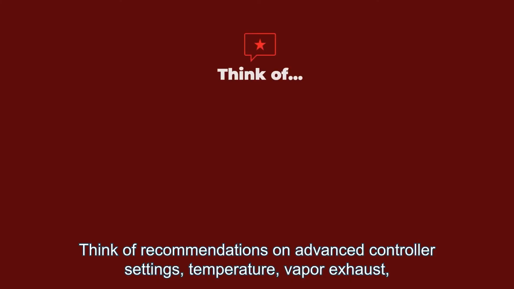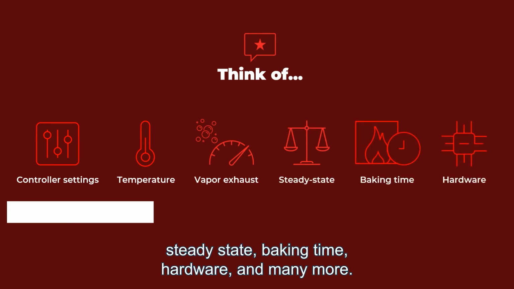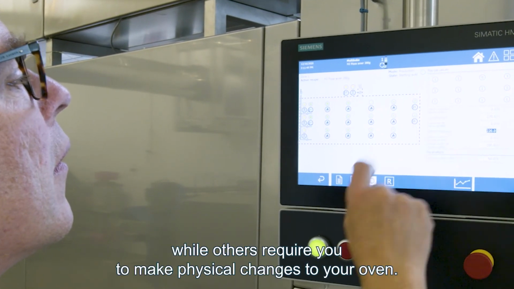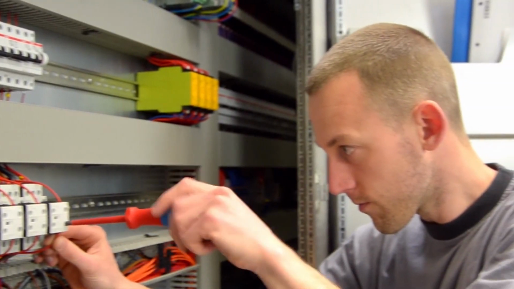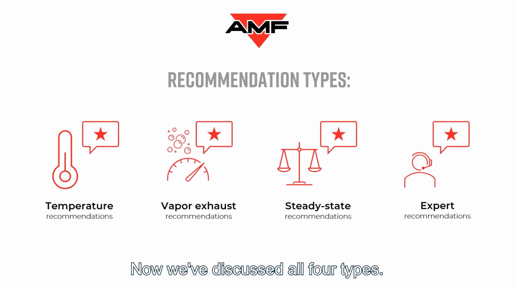Think of recommendations on advanced controller settings, temperature, vapor exhaust, steady state, baking time, hardware, and many more. Some of them can be easily implemented on your oven interface, while others require you to make physical changes to your oven. That's it for the recommendations. Now we've discussed all four types.